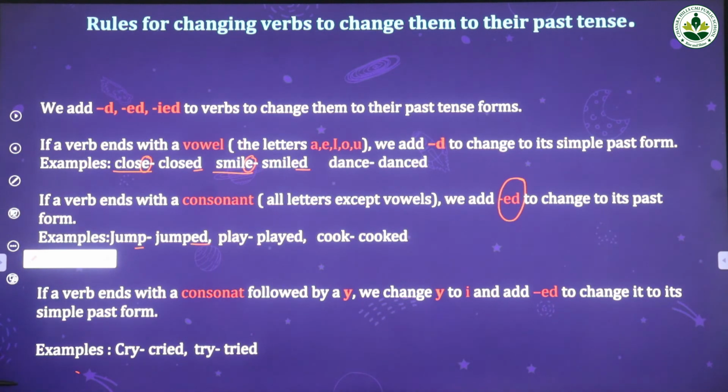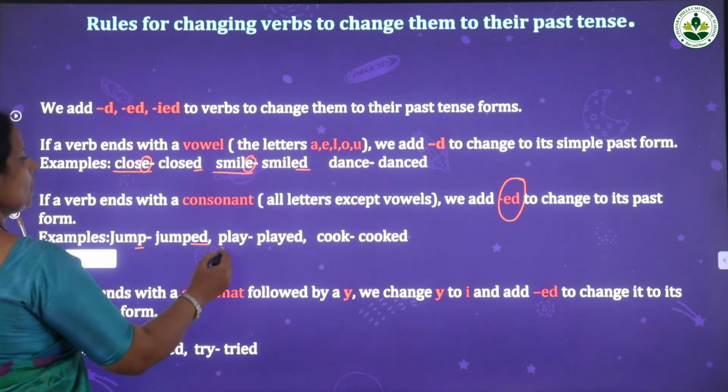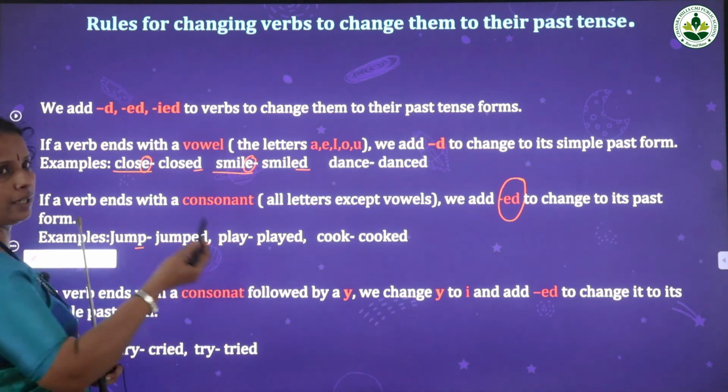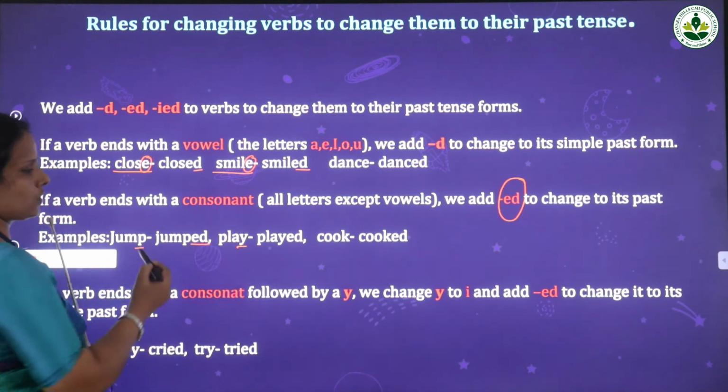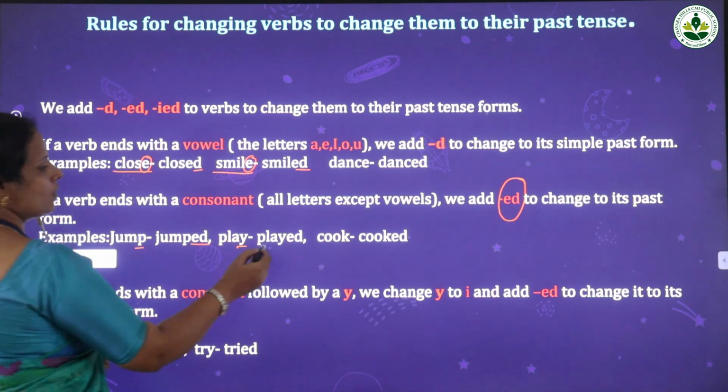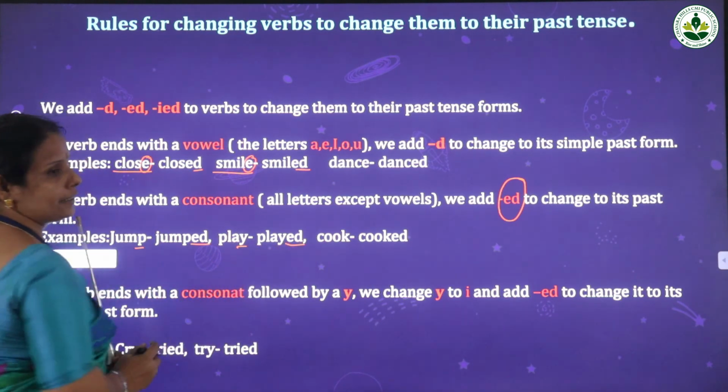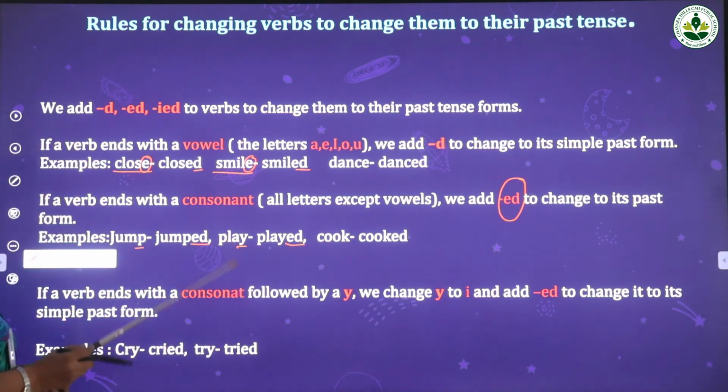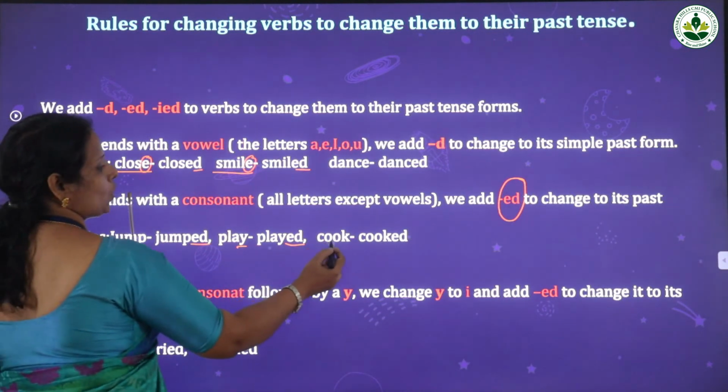J-U-M-P-E-D, jumped. Then next, play. P-L-A-Y, play. Y is a consonant. So to form the past form, add ed at the end. P-L-A-Y-E-D, played.